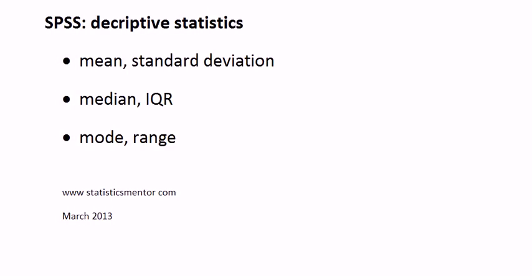So I've got 3 bullet points here that we're going to look at today. Basically, think of them as brother-sister pairs. You've got to report both of them together. You either report for your variable mean and standard deviation, median and interquartile range, or mode and range. What these things are and how you do them in SPSS, we're going to look at now in an example.